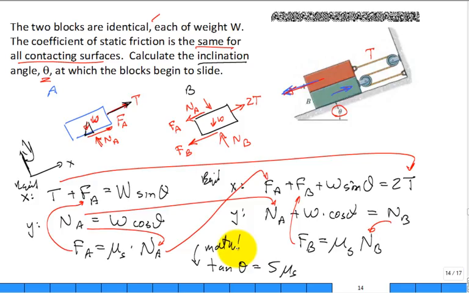And so the maximum inclination angle theta is the arctan of 5 times mu sub s. It depends on what that coefficient of static friction is. If it's very high, you could take it up higher. If it's not slippery, it's going to be lower. All right, I need to press forward, looking at the clock.